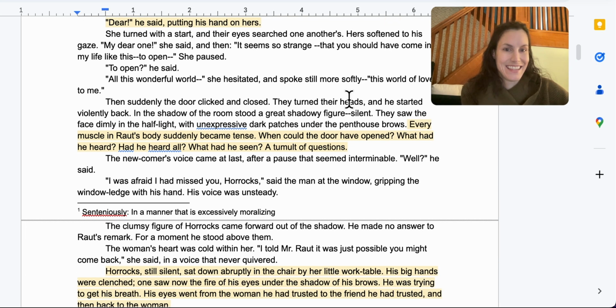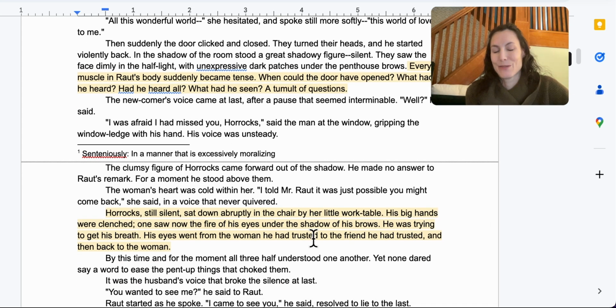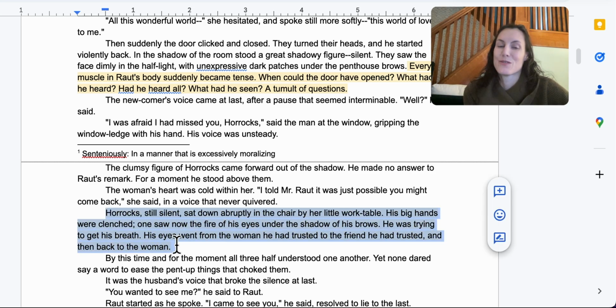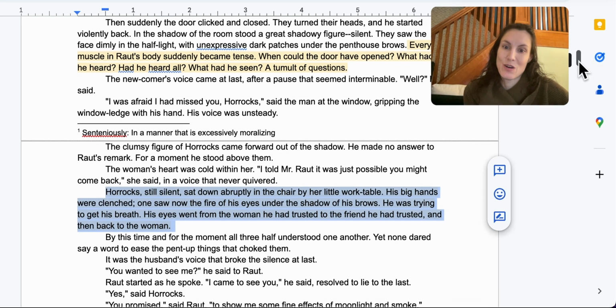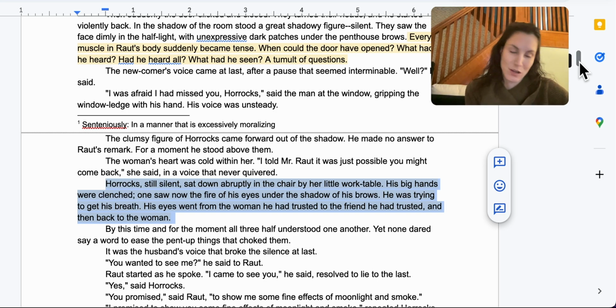And then, all right, so every muscle in Rout's body became tense. So we're getting the perspective of Mr. Rout. And the point of view is going to switch because here we're also going to get our conflict. So Rout would be our story's protagonist here, the character with the conflict. And his conflict is he has fallen in love with the wife of this guy, Mr. Horrocks. And we could say the name Horrocks kind of sounds like horrible, so that could be our characterization.